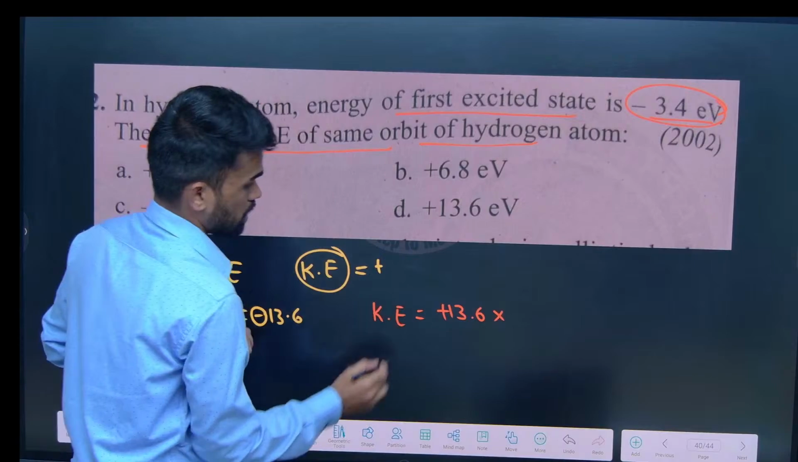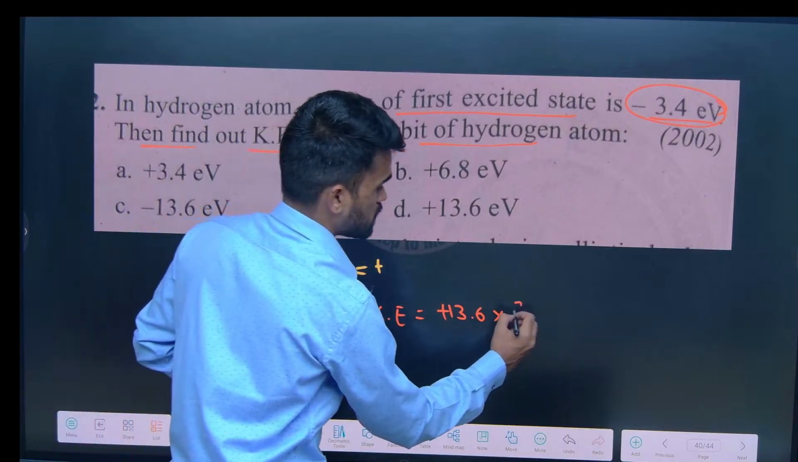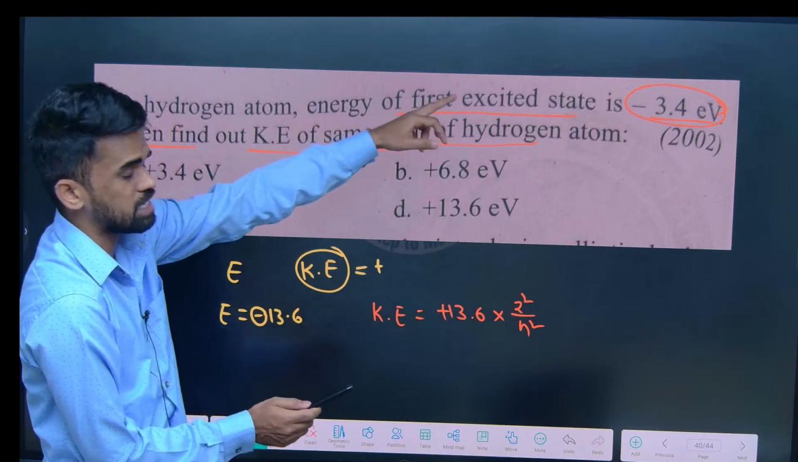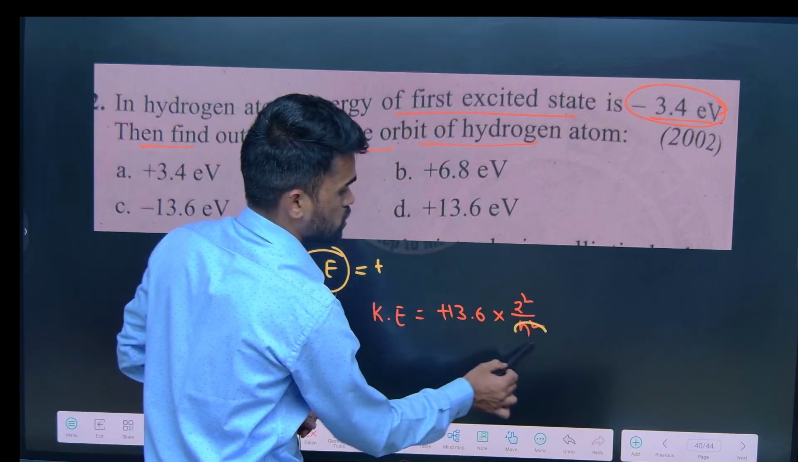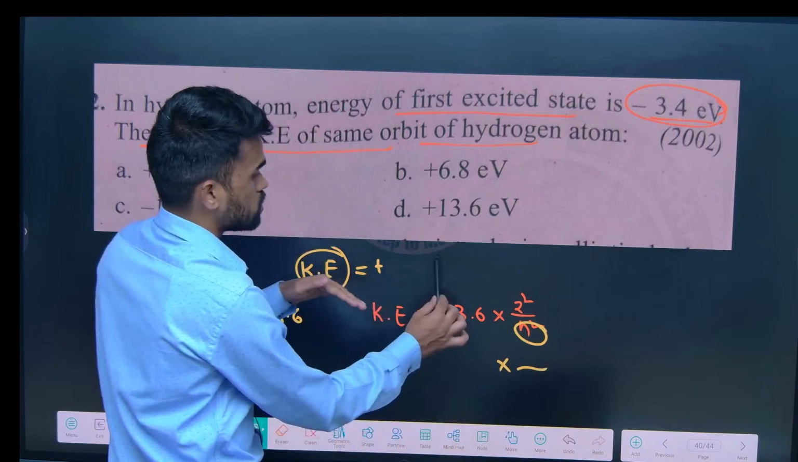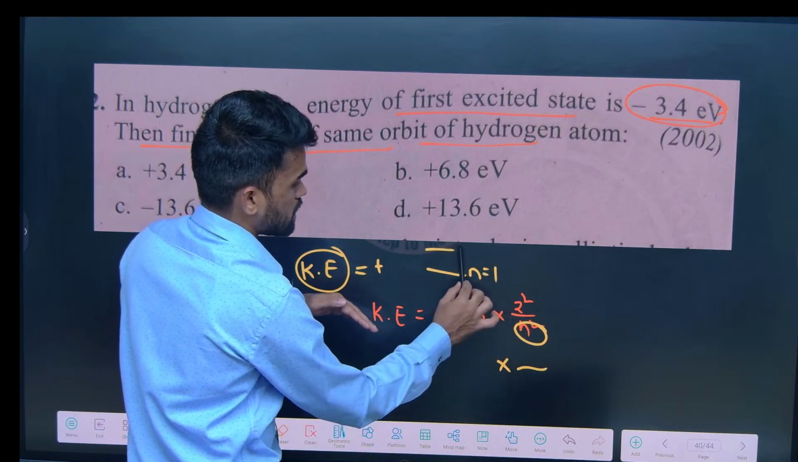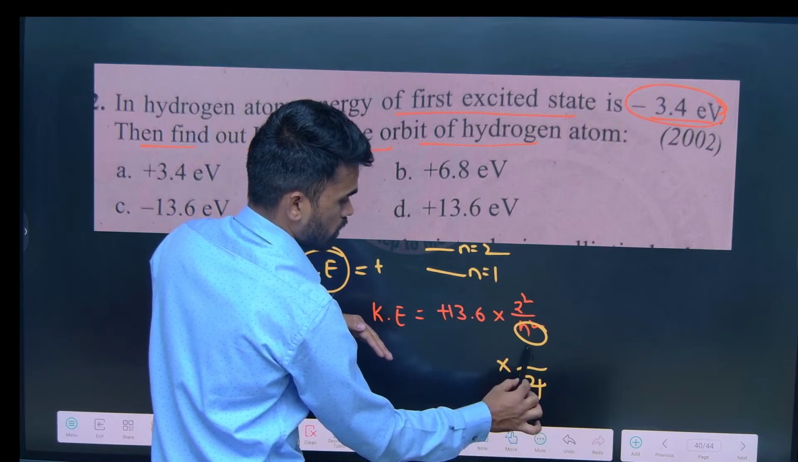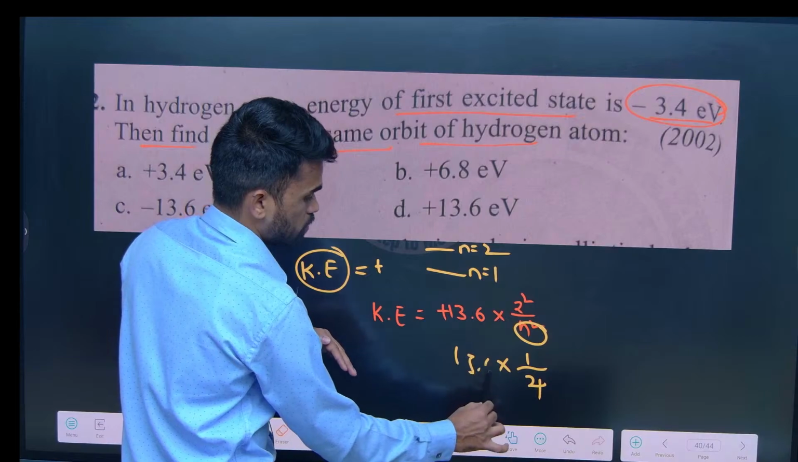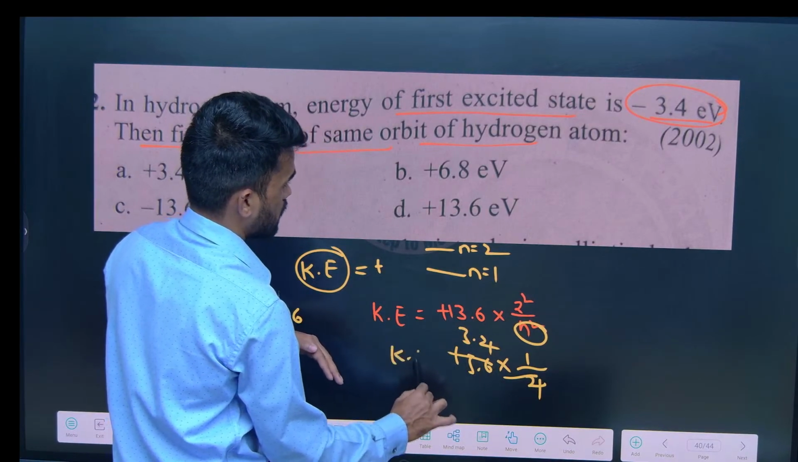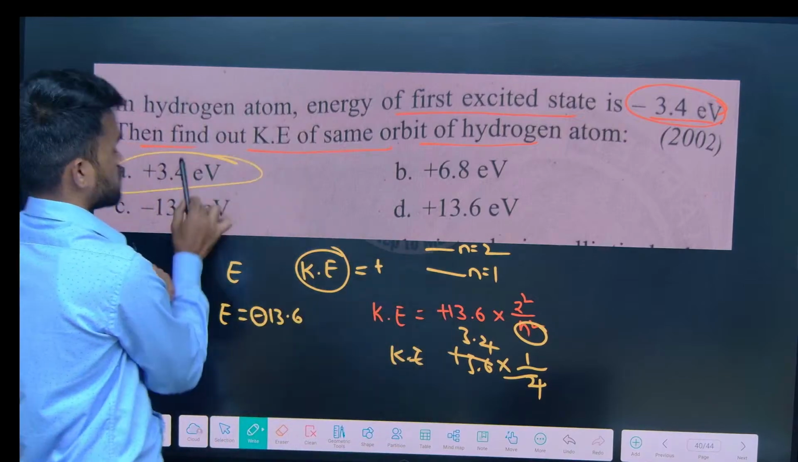Otherwise, you can use this formula, Z square by n square. So here you put the values. They are saying first excited state. So n value is how much? First excited means 2. Ground state means n equals 1. First excited state means 2. So here it is 2 square, 4, for hydrogen atom, 13.6. This will be 3.4. So this is the kinetic energy. Okay. That's it. Next.